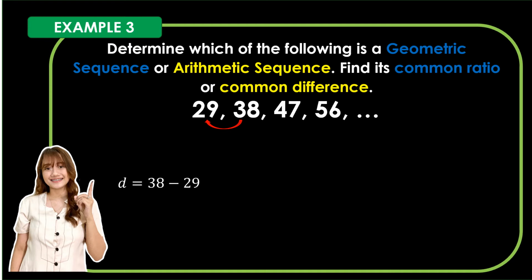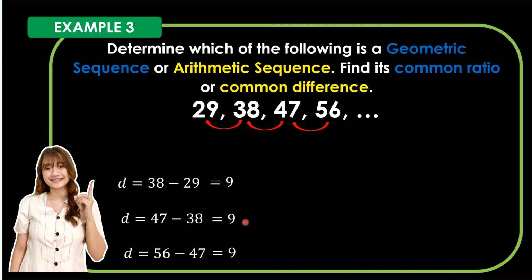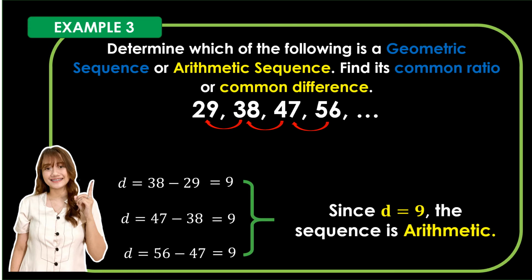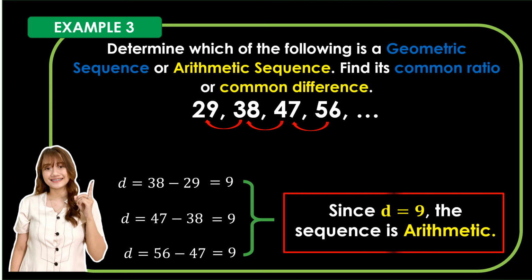So we subtract any term by its preceding term, starting with the second and first term. So we have 38 minus 29, which gives us 9. And let's try with 47 and 38. Let us subtract the two. We have 47 minus 38 gives us 9 also. Now, let's check if it's true also for the fourth and third term. We have 56 and 47. Now, 56 minus 47 gives us 9. Observe that they have a common difference of 9. So, since the common difference is 9, the sequence is arithmetic.